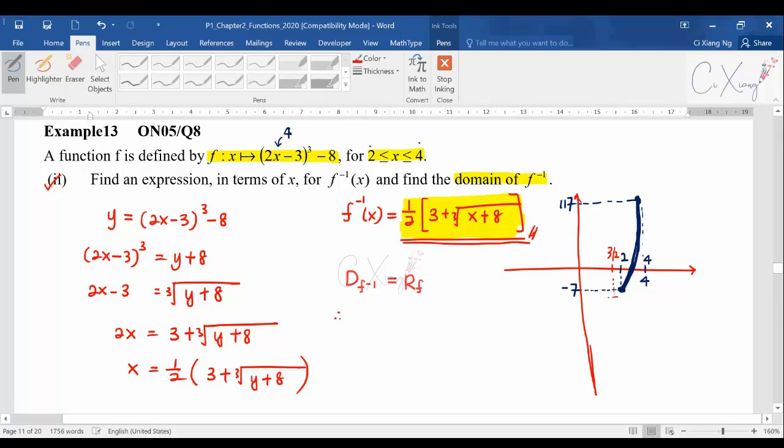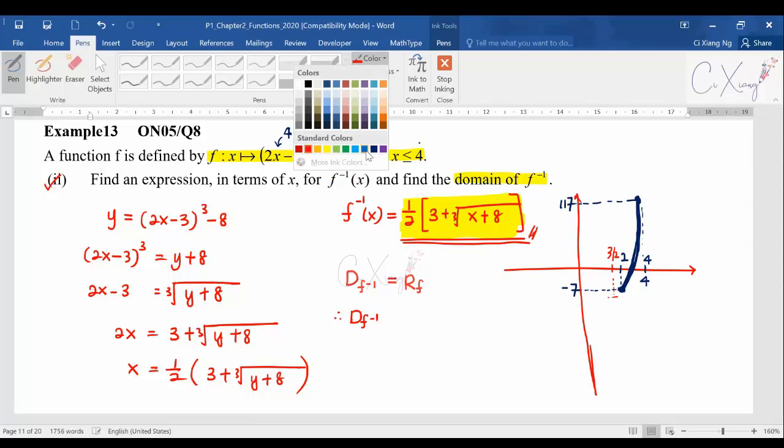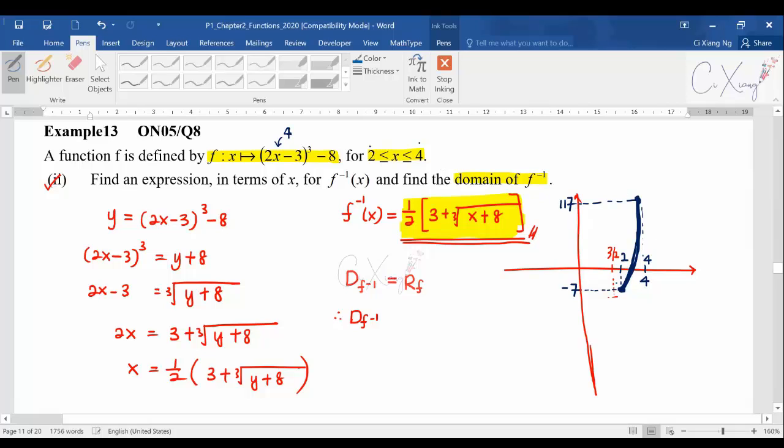So what is the range of the function? Again, because just now you used transformation knowledge and sketched a graph already, your original graph is this one. So where is the range? You see that the range covers from -7 until 117.